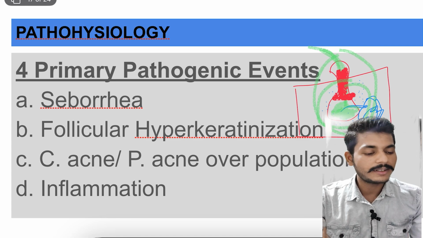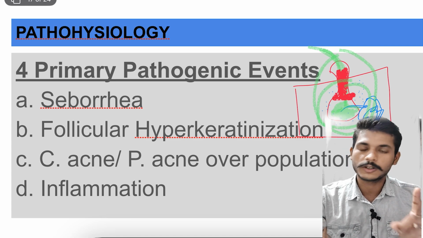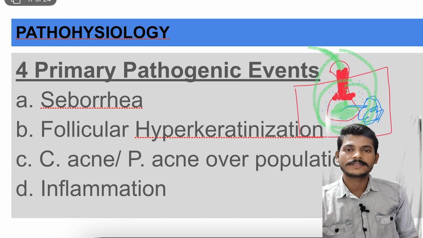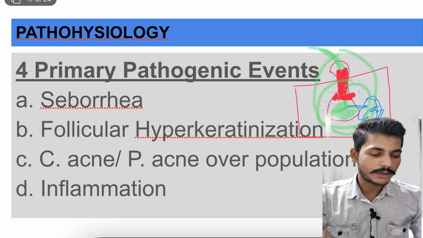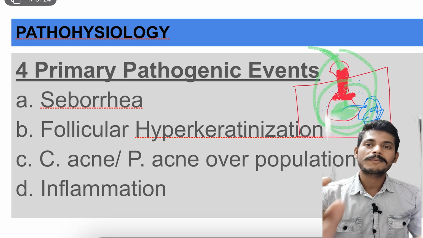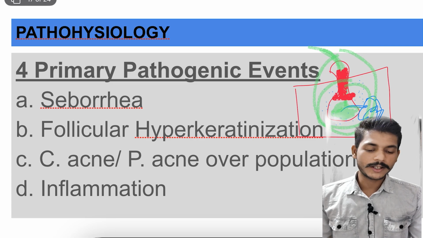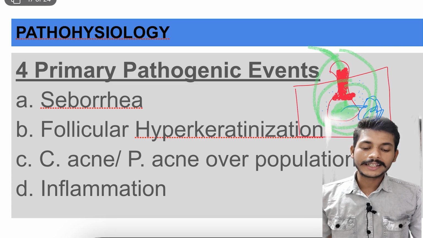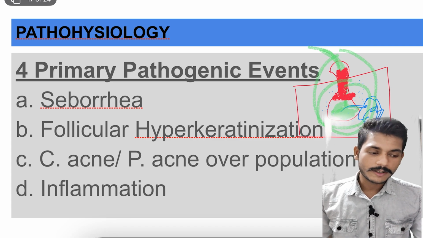and thereby, due to the interaction between the inflammatory cells, and one of the inflammatory cells is your neutrophils, neutrophils will start accumulating, and thereby form the pus and contribute to the inflammation. So this is about the pathophysiology.